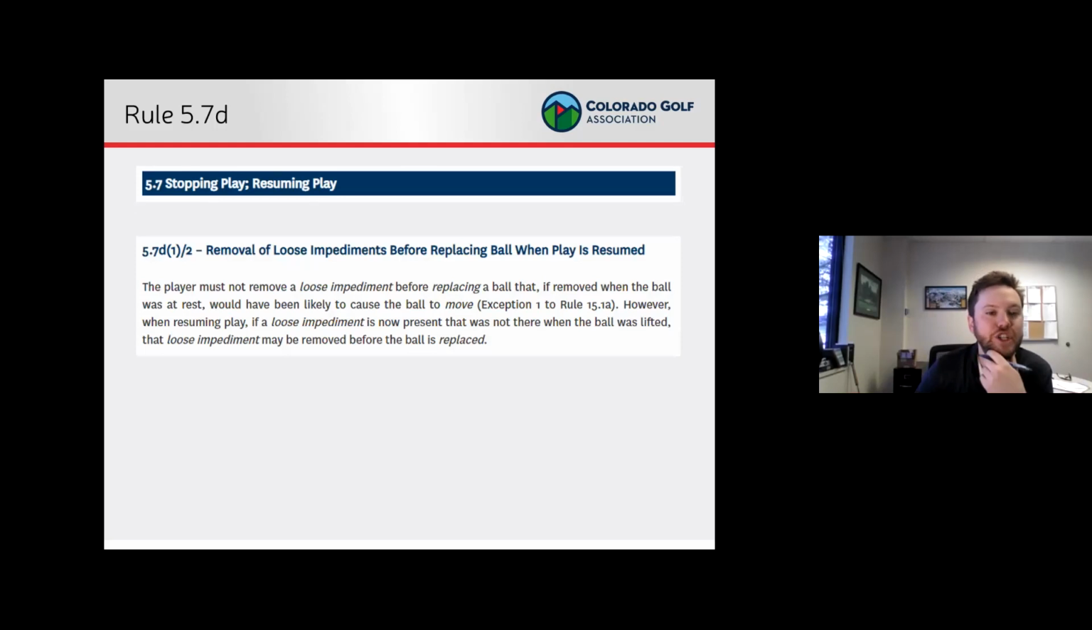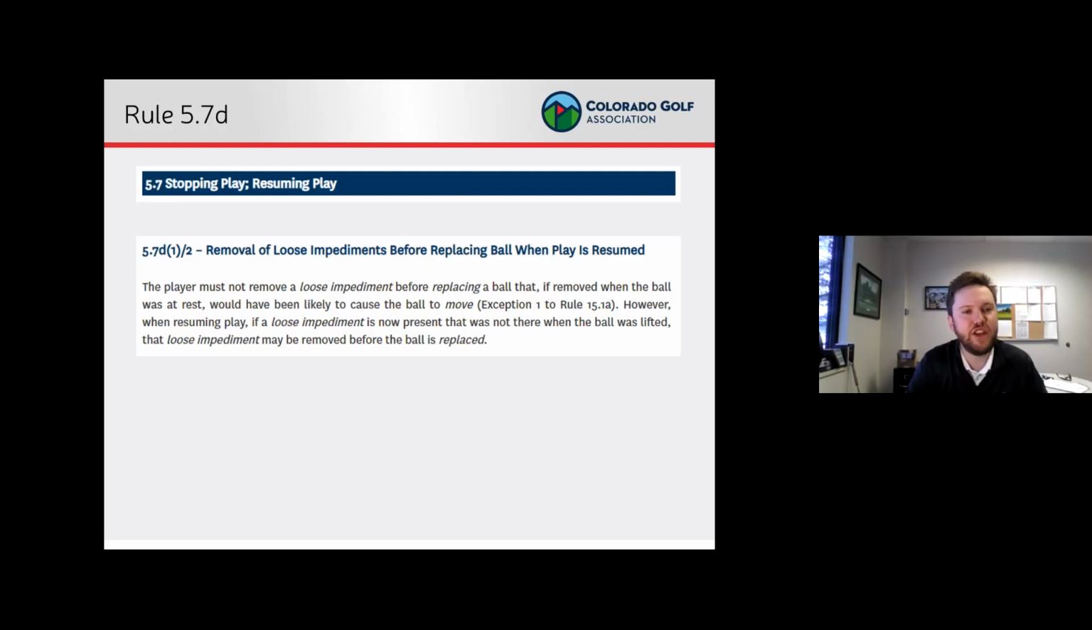Again, painting a broader picture here. The player must not remove a loose impediment before replacing a ball that, if removed, the ball was at rest, would have been likely to cause the ball to move, exception 1 to 15.1, which is where we're at. However, when resuming play after a stop, if a loose impediment is now present that was not there when the ball was lifted, that loose impediment may be removed before the ball is replaced.